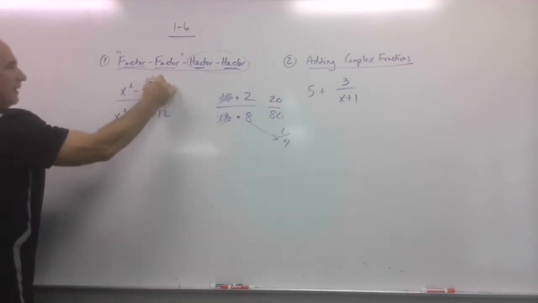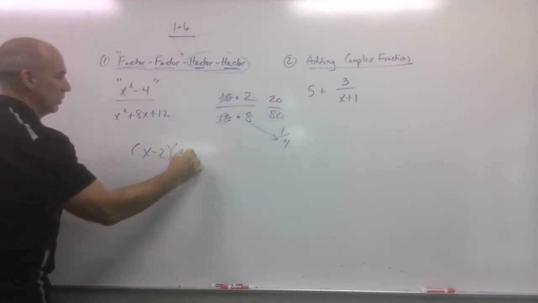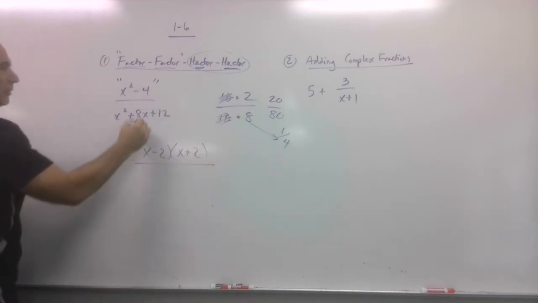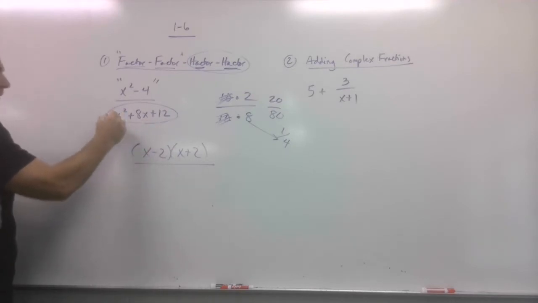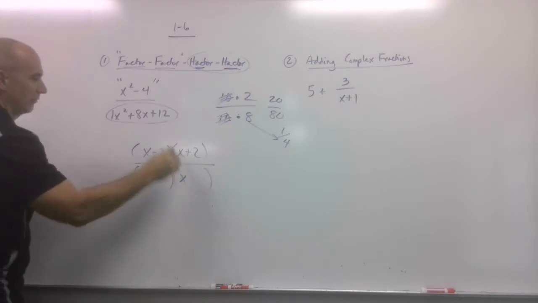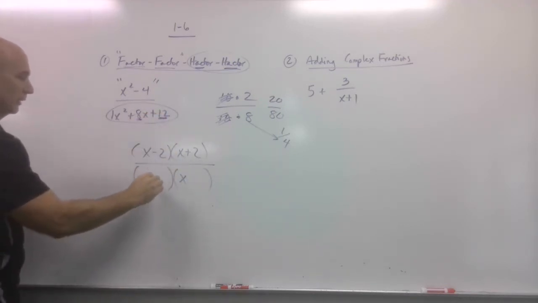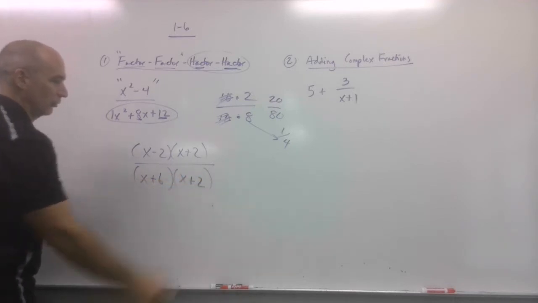So what is this thing? It's a difference of two squares. So that's x minus 2, x plus 2. This is just your good old standard trinomial. So we're going to factor that. X, two factors of 12 that add up to 8. We're going to go with 6 and 2.